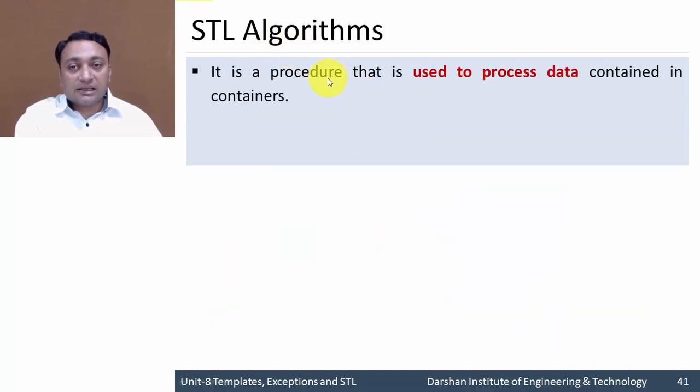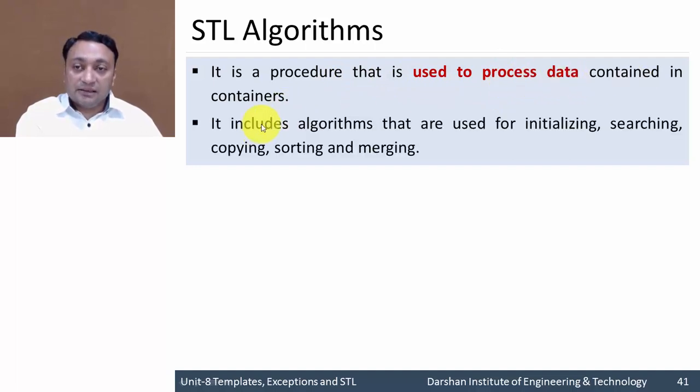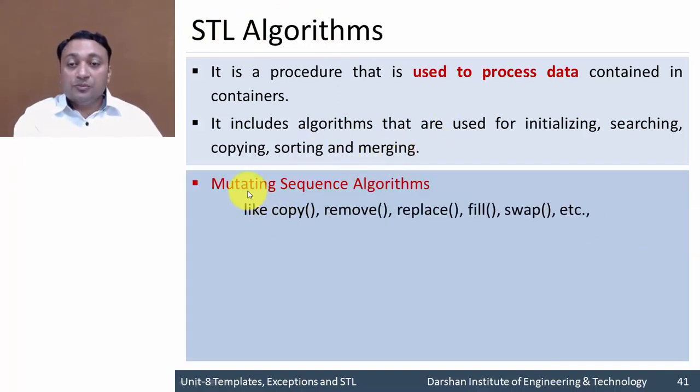Next is STL algorithms. As I have said, it is a procedure that is used to process data contained in containers. It includes algorithms that are used for initializing, searching, copying, sorting and merging. So we can have a standard sorting algorithm that is defined in the Standard Template Library, so we can use it directly. In the same way we have merging algorithms. STL has mutating sequence algorithms like copy, remove, replace, fill and swap. So we have generalized algorithms written in the Standard Template Library. We can directly use them in our program.